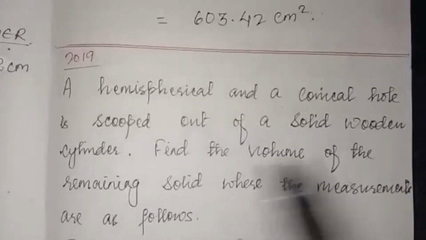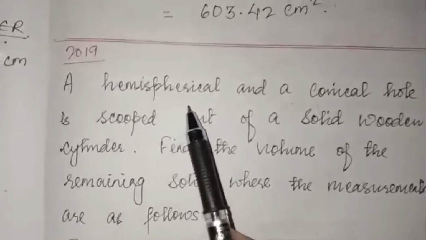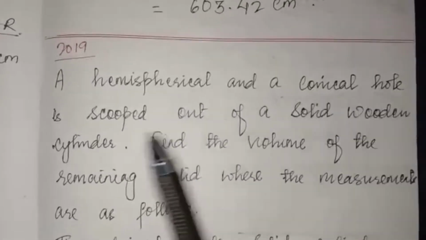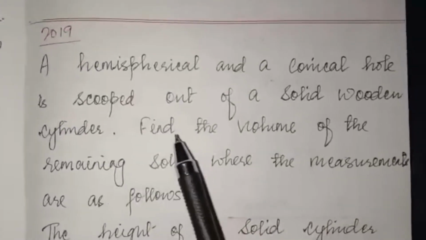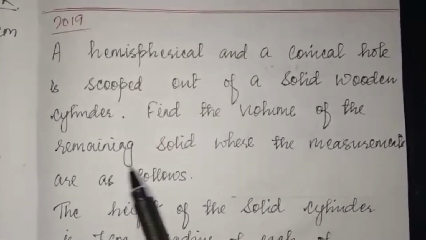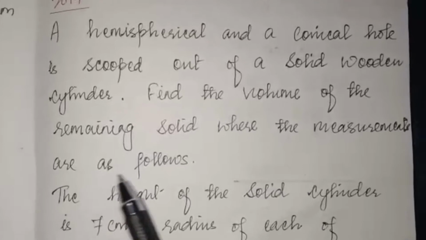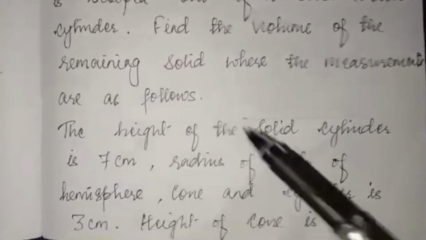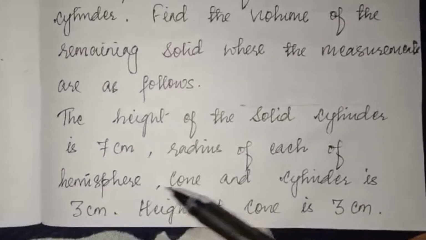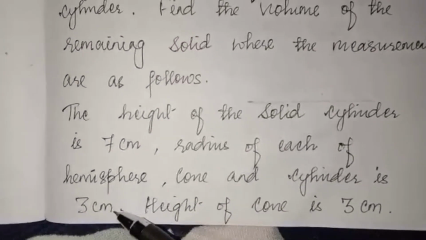Now next is ICSE 2019. A hemispherical and a conical hole is scooped out of a solid wooden cylinder. Find the volume of the remaining solid, where the measurements are as follows. The height of the solid cylinder is 7 cm. Radius of each of hemisphere, cone and cylinder is 3 cm.